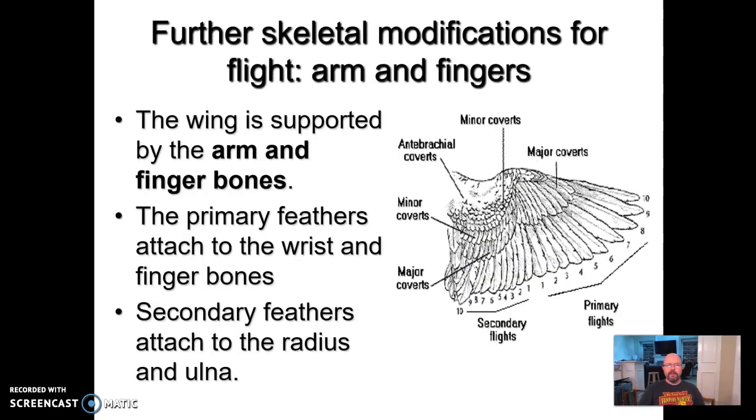Further skeletal modifications for flight: arms and fingers. The wing is supported by the arm and finger bones. So my arm extends out like this. This part of the bird's wing is actually kind of tucked into the body, and the wing extends out with the radius and the ulna, the wrist, and the finger bones where the feathers are attached at the end. So they don't typically extend their wing out like this. Their wing is extended out like this during flight. Primary feathers are attached to the wrist and finger bones, secondary feathers are attached to the radius and ulna. And you can see here radius, ulna, wrist, finger bones sticking out here, and the feathers kind of fan out.